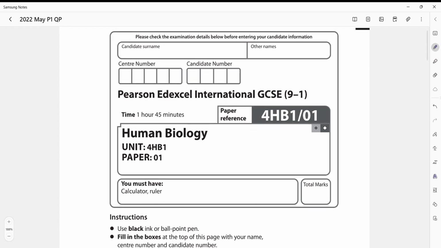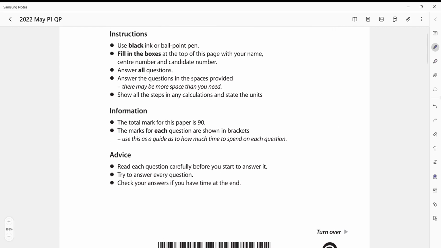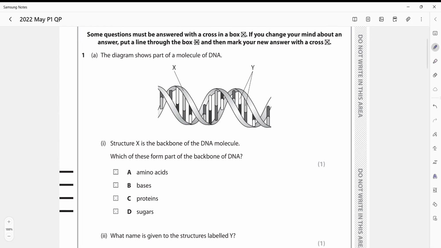So this is paper 1 from June 2022. And for this paper you are given an hour and 45 minutes. So this paper tests you on the whole syllabus. You've got multiple choice questions, data type questions, short answer, and also long answer questions as well. The total mark for this paper is 90 marks, and this paper constitutes 50% of your entire grade. All right, let's start off with the first question.